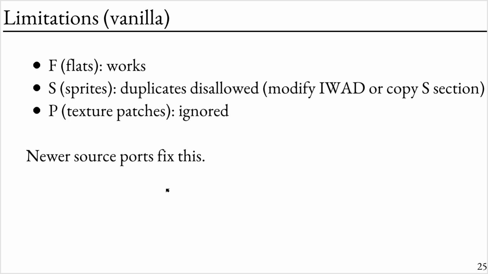Now the limitations in the vanilla engine, and this bit me just a couple days ago, is that this isn't implemented fully. So actually for flats, so the F section, it works fine. For sprites, duplicates are disallowed, so this actually does not work. You have to either modify the main WAD or just copy the entire S section, like override it that way. And for texture patches, it's completely ignored. So newer source ports fix this, and I think I'll also fix this in short order for our port, but these are the limitations for vanilla.